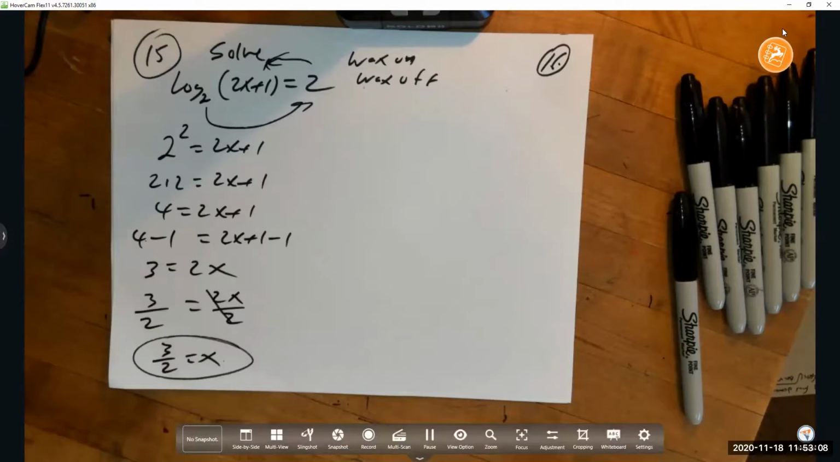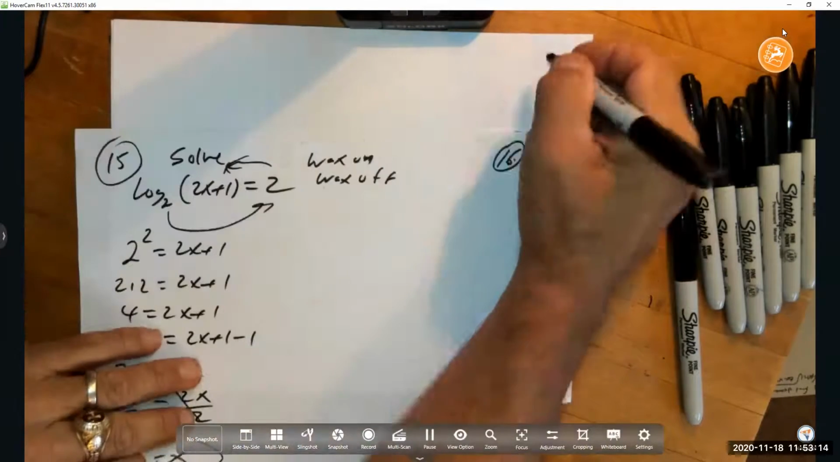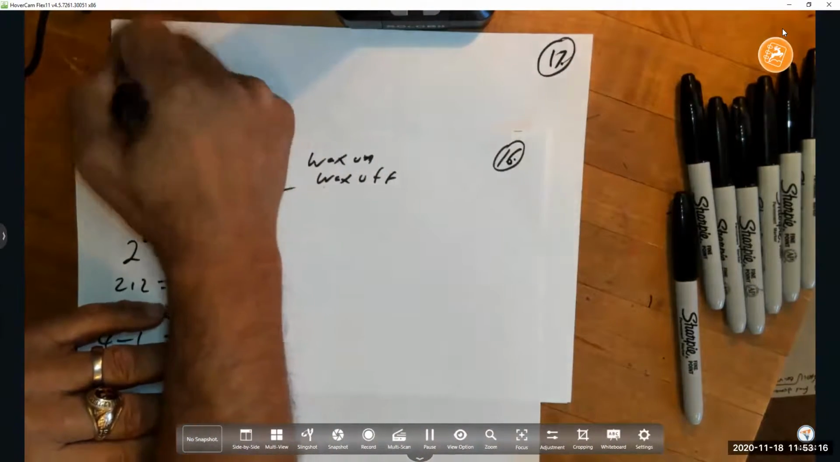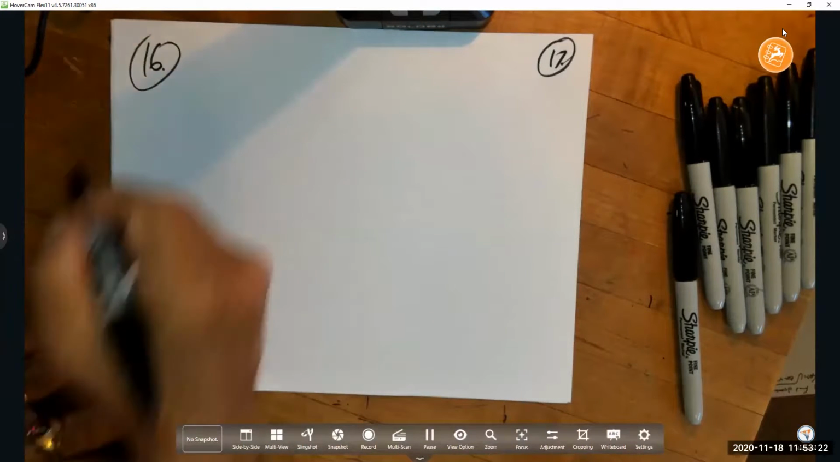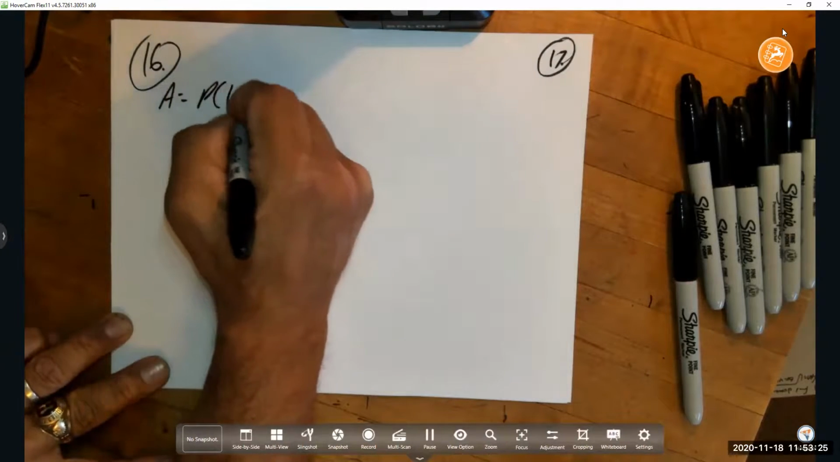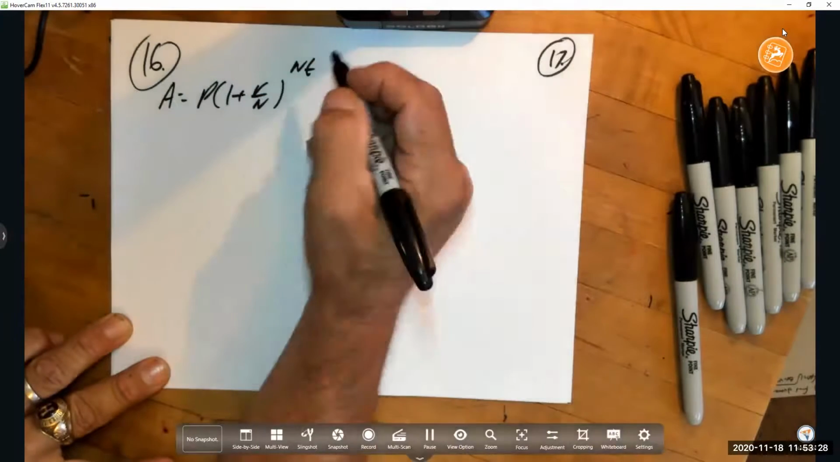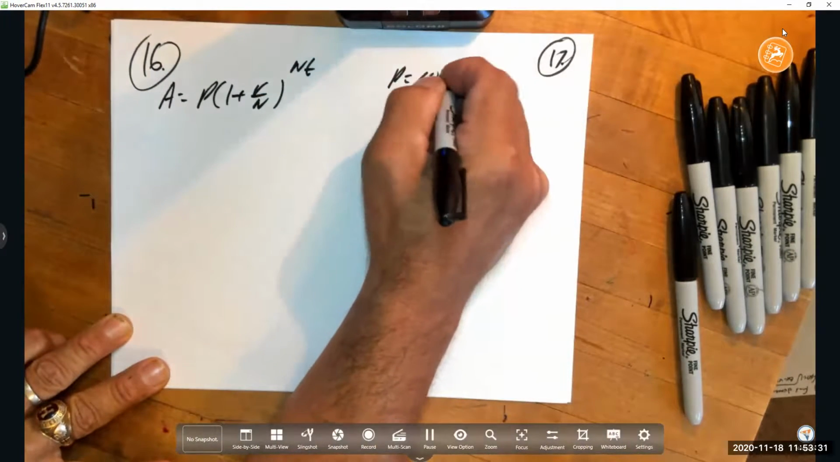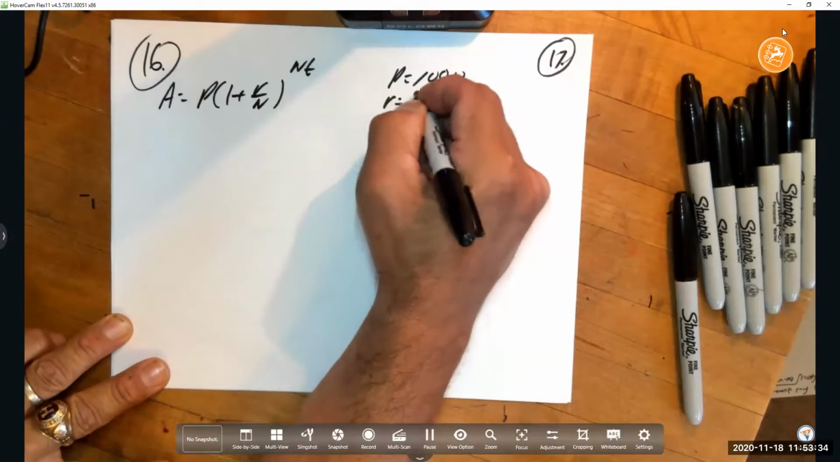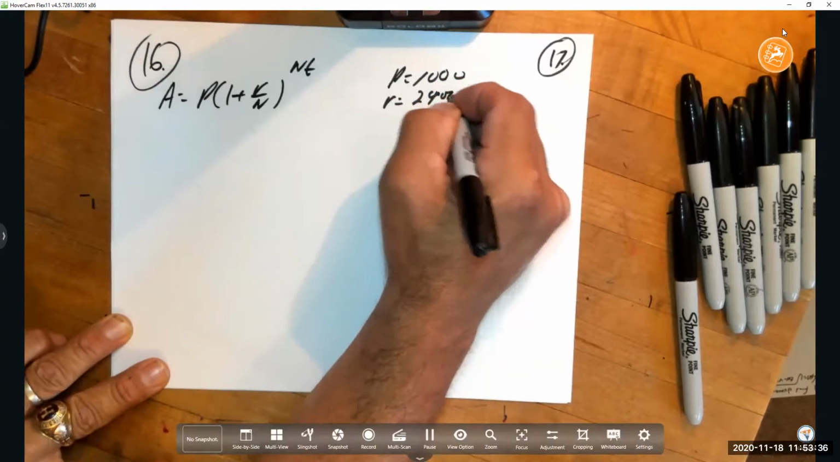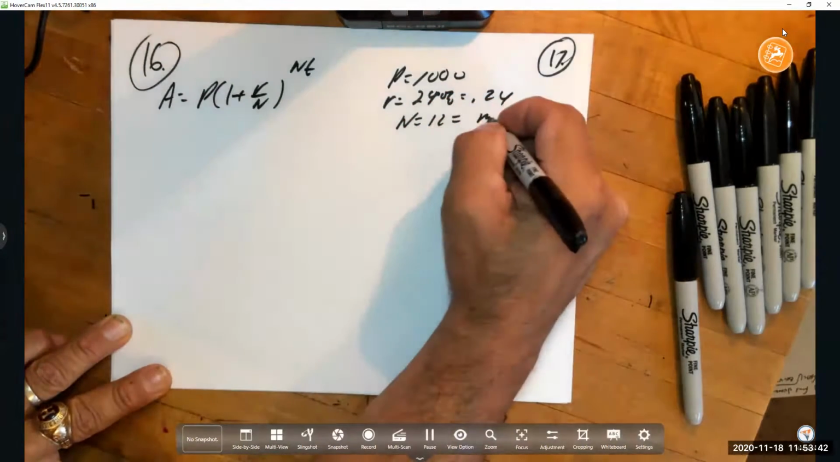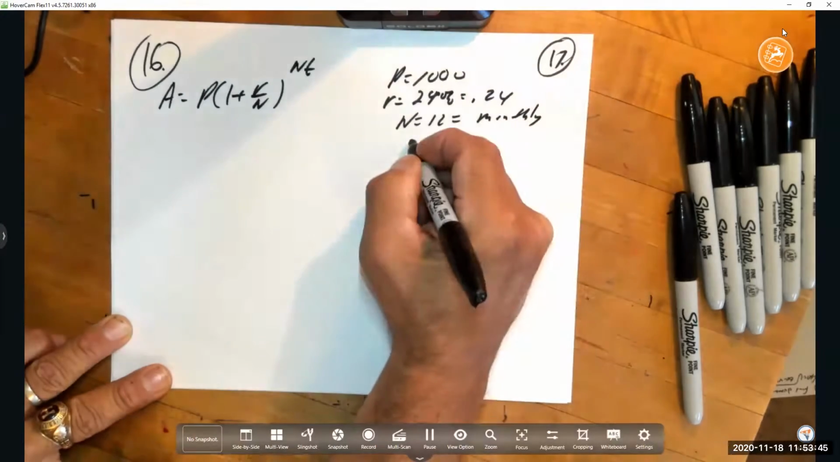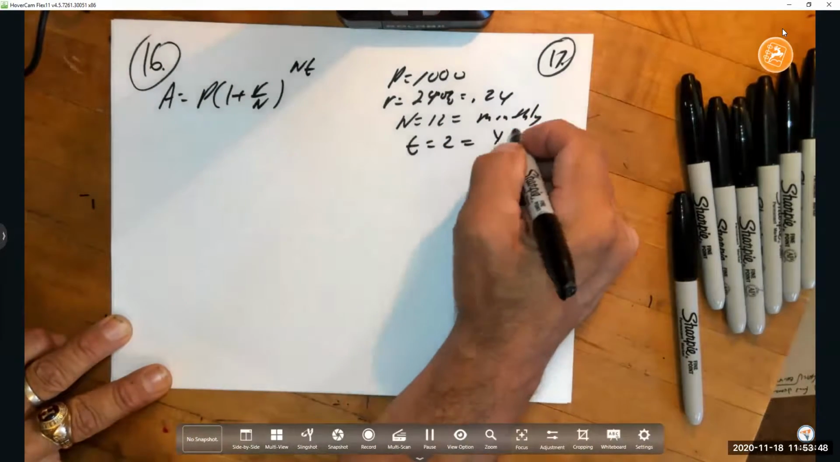Alright. Let's do a couple more. 16. Alright. 17. Let's do number 16. Question 16. They're going to give you a problem like A equals P times 1 plus r over n, to the nt. They're going to give you a number like 1,000 right there, a rate like 24%, which is 0.24, n, which is 12 for monthly, and t is 2 for years.